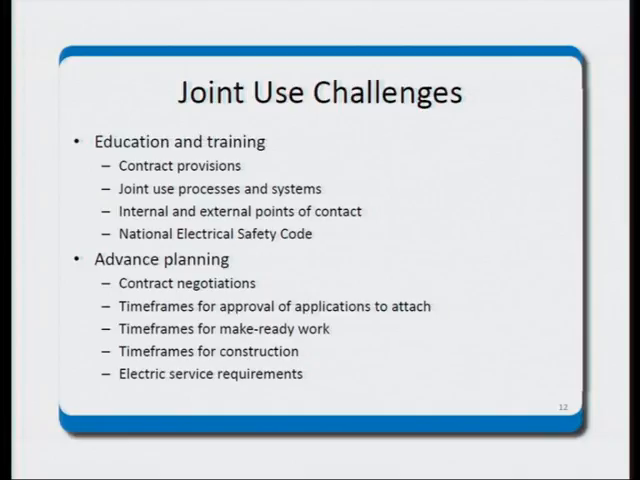So these are the kind of the things that we struggle with and the things that we know the industry struggles with. So education and training, real broad topic, but a lot of times the contracts get negotiated and then they get filed in a drawer somewhere, and the parties don't go out and talk to the people involved in placing pole attachments about what the rules of engagement are. So contract provisions, joint use processes and systems. Folks are out there doing work and they haven't really been told who they need to talk to or what the processes are. So this education piece, both on what are the terms of the contract that I need to be doing this work under, and what are the processes I need to be following.